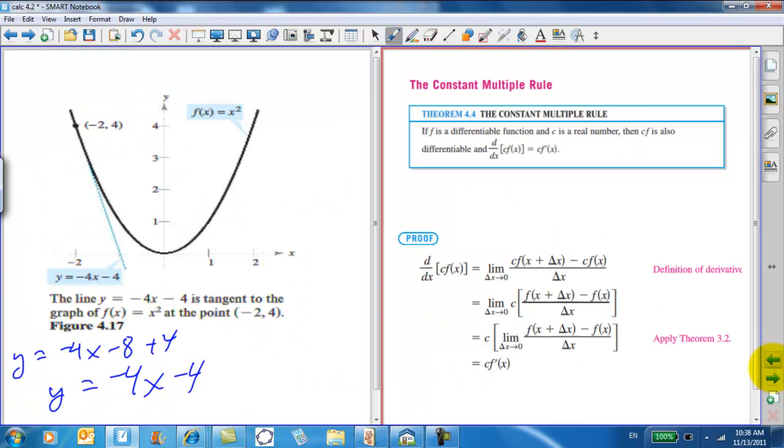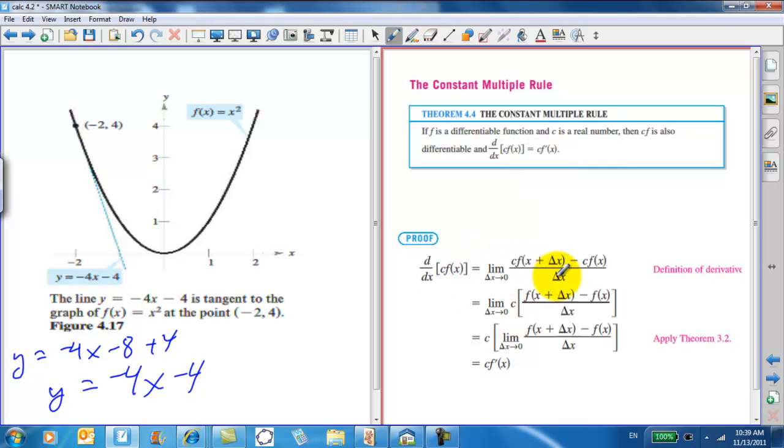Now, the constant multiplier rule. It is essential that you understand that this is not the same as the constant rule. If it's just a constant, its derivative is 0. But if you're multiplying a function by a constant, the constant kind of comes along for the ride. It does not become 0.